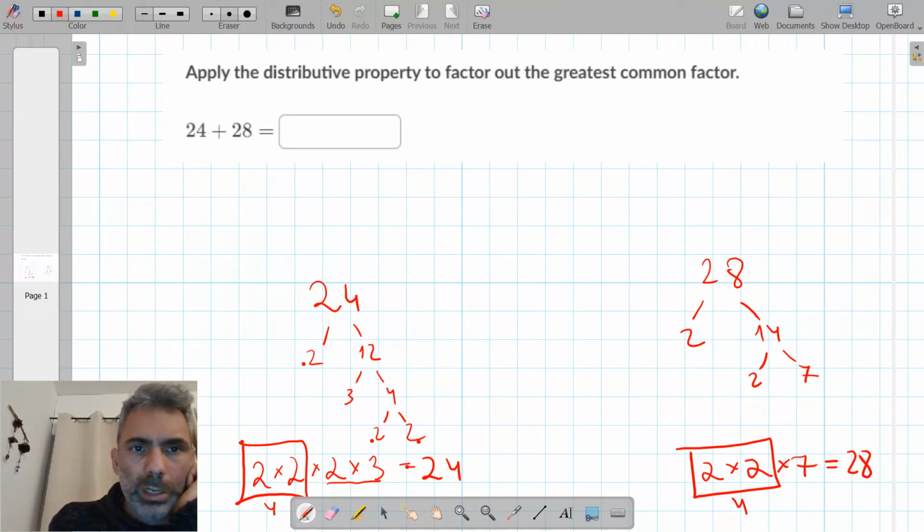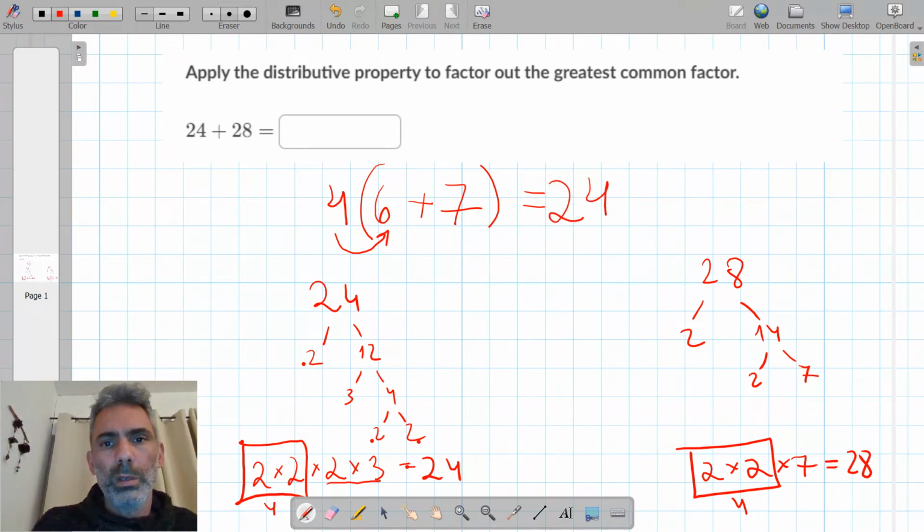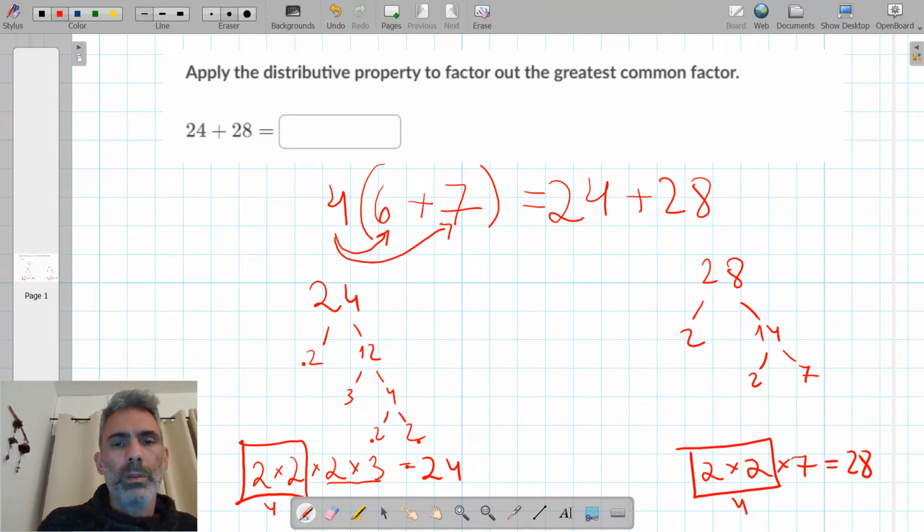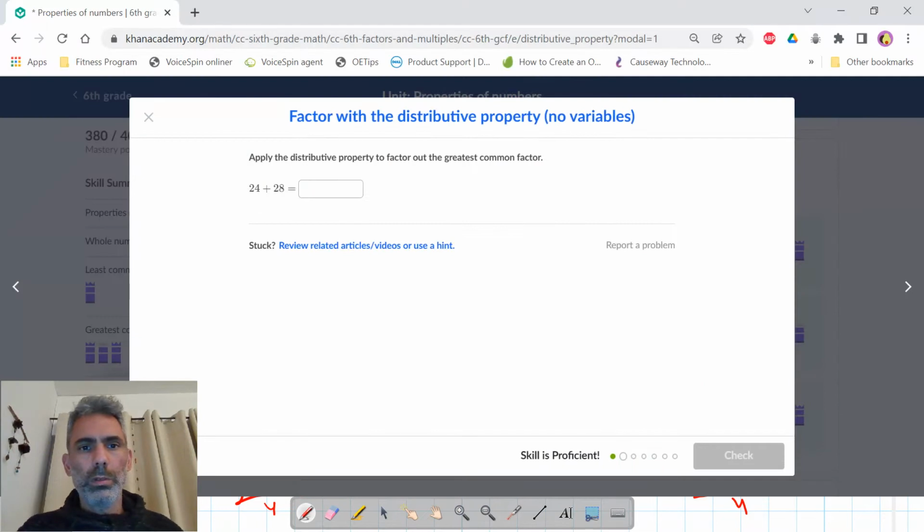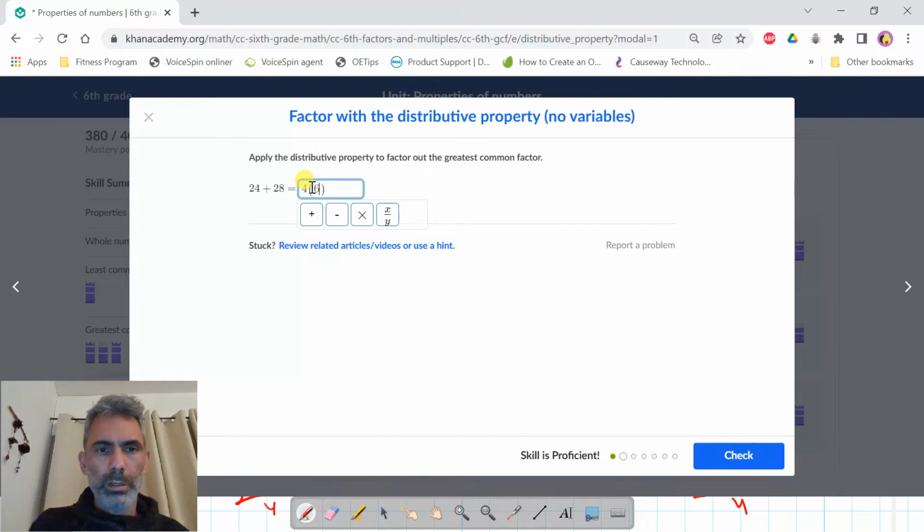So 4 is the greatest common factor. So 4 times (6 plus 7). This is the factored expression, because when I apply the distributive property, 4 times 6 is 24, plus 4 times 7 is 28. So this is the answer: 4 times (6 plus 7).